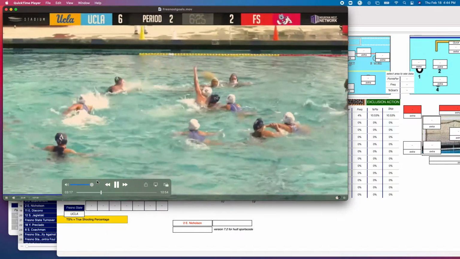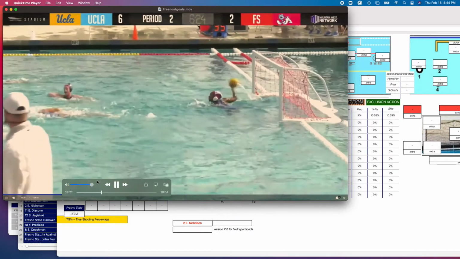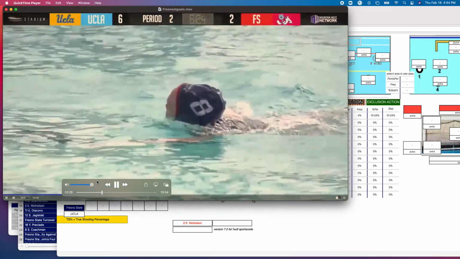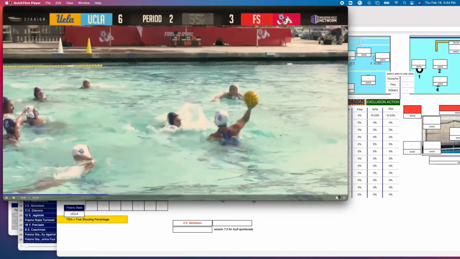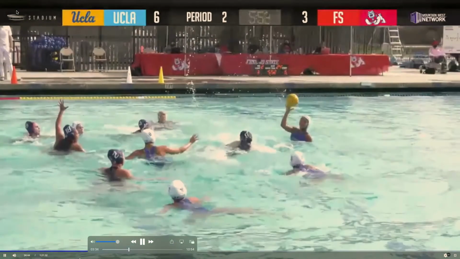Nice job there to go inside. Now they kick it out. A nice job there. Get that one to go. Sydney Coachman with her second goal. You sure can still put a ball with that much steam towards the net. Impressive to watch. UCLA by 3 here in the second period.